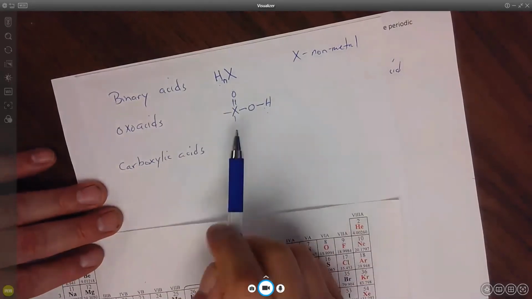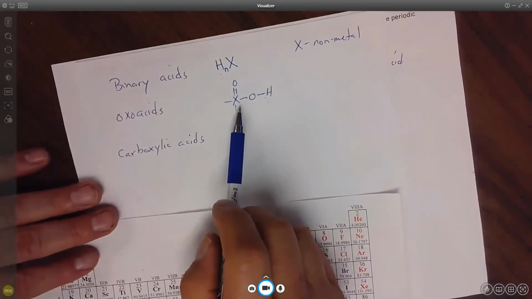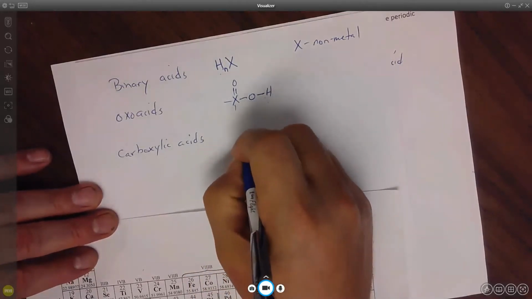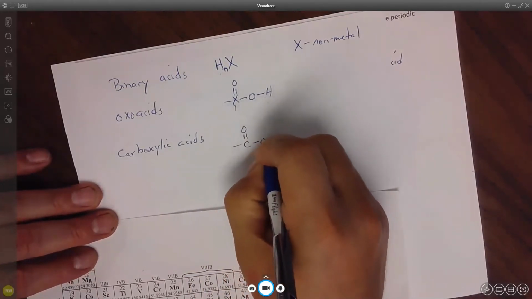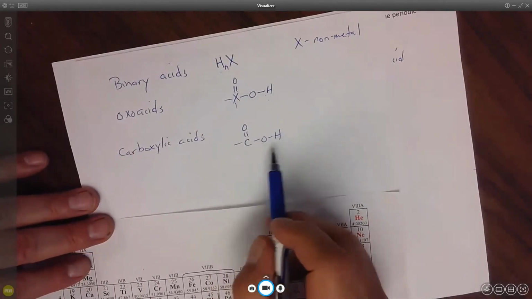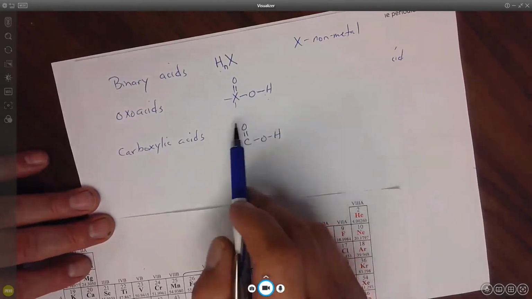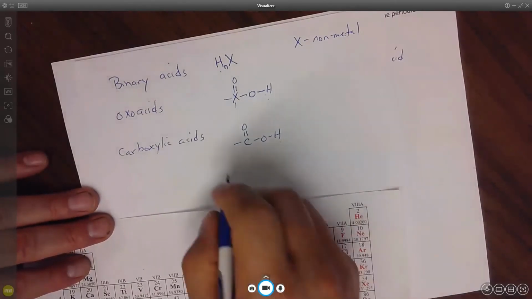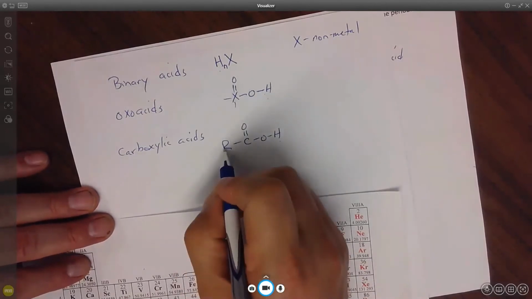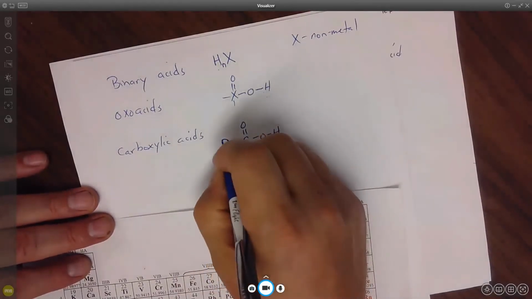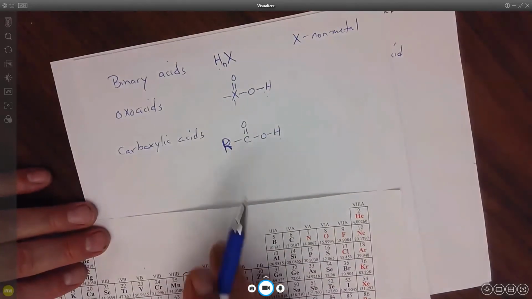This is a very specific type of oxoacid. A carboxylic acid has a carbon double bonded to an oxygen and to an OH. So it's not an alcohol and a ketone. Together, this is a carboxylic acid, where this would be the acidic proton. The R simply represents the rest of that organic molecule.